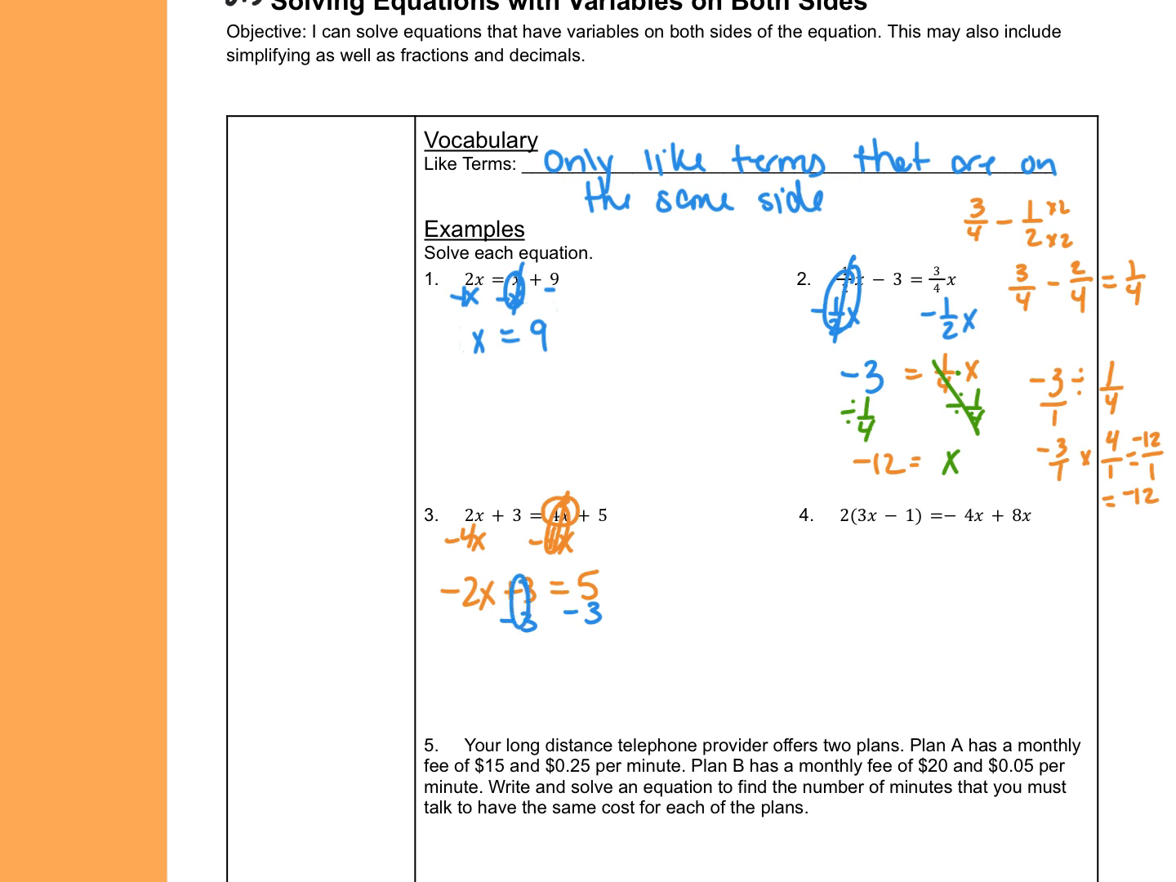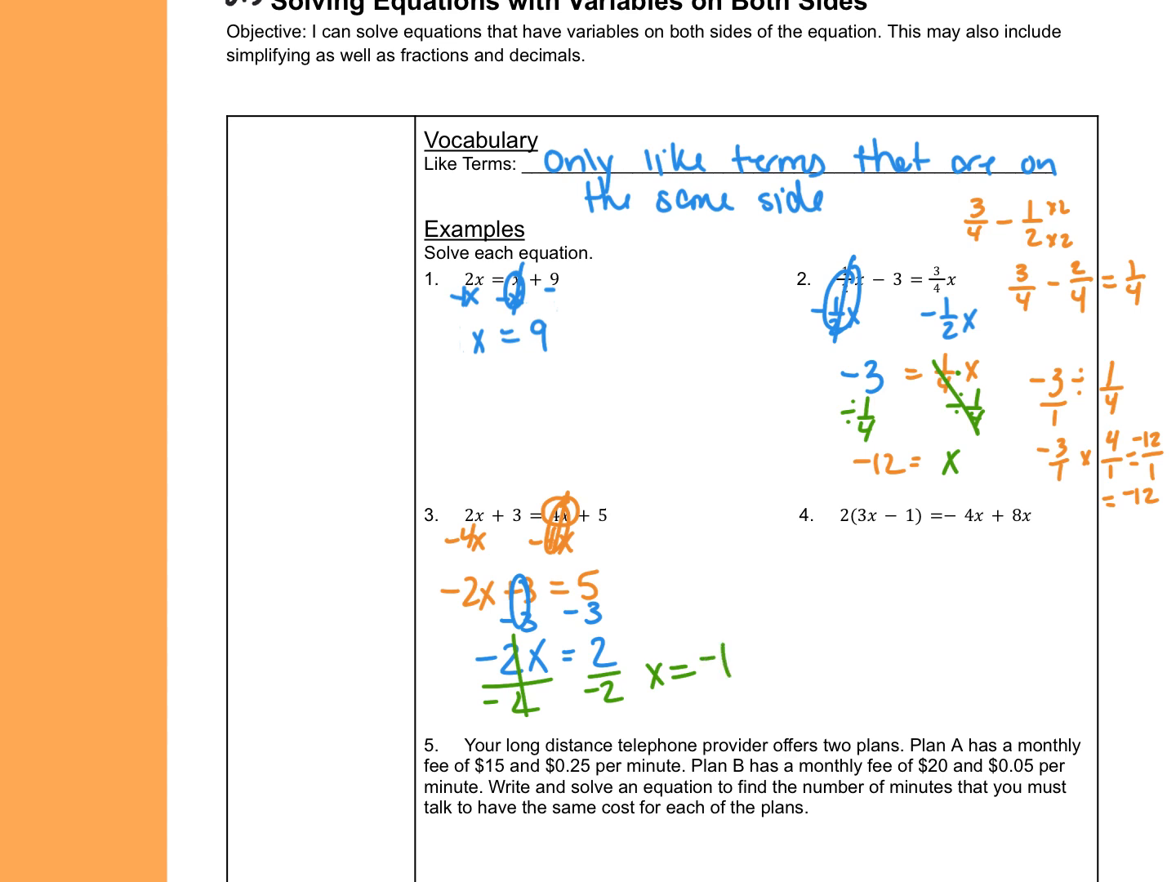This cancels because it makes 0. So I have a negative 2x is equal to 5 minus 3 is 2. Now I got a one step. Opposite of multiplying is to divide by negative 2. And x equals 2 divided by negative 2 is negative 1.